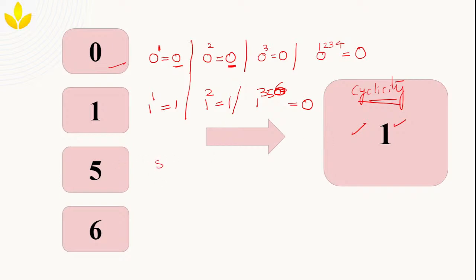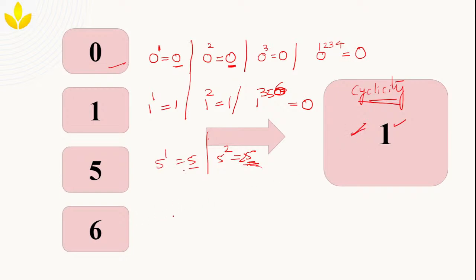Similarly, for 5. 5 power 1 is 5. 5 power 2 is 25. We are talking only about the last digit, guys. Okay. So, 5 power anything you raise it, you will get the last digit as 5 only. And that too after the first only it starts repeating. That's why cyclicity is again 1.